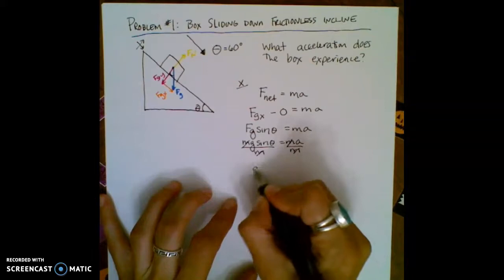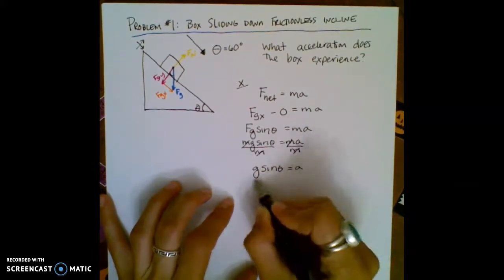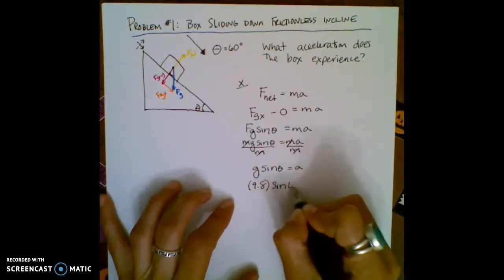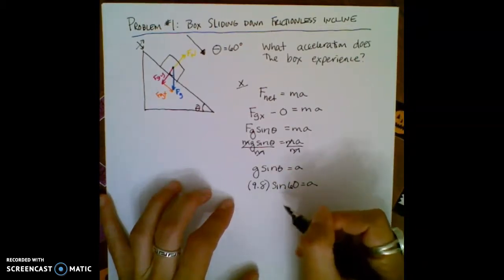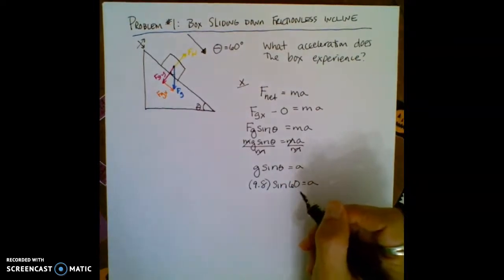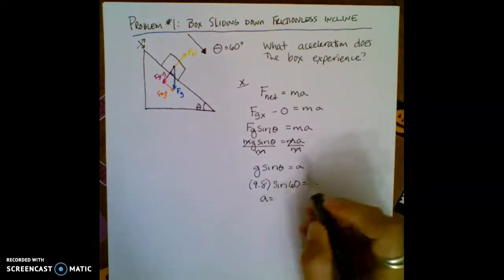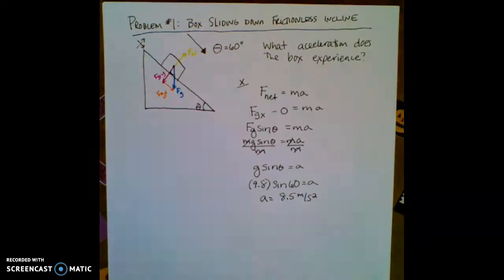And so I'm left with g times the sine of theta is equal to the acceleration, where g here on Earth, I'm just going to use 9.8, and the sine of 60 equals the acceleration. Make sure that you're in degrees in your calculator, not radians. And when you do that math, you get that the acceleration is equal to 8.5 meters per second squared. That's a really straightforward, basic inclined plane problem. We're going to do a few more, so hopefully I'll see you in the next video.